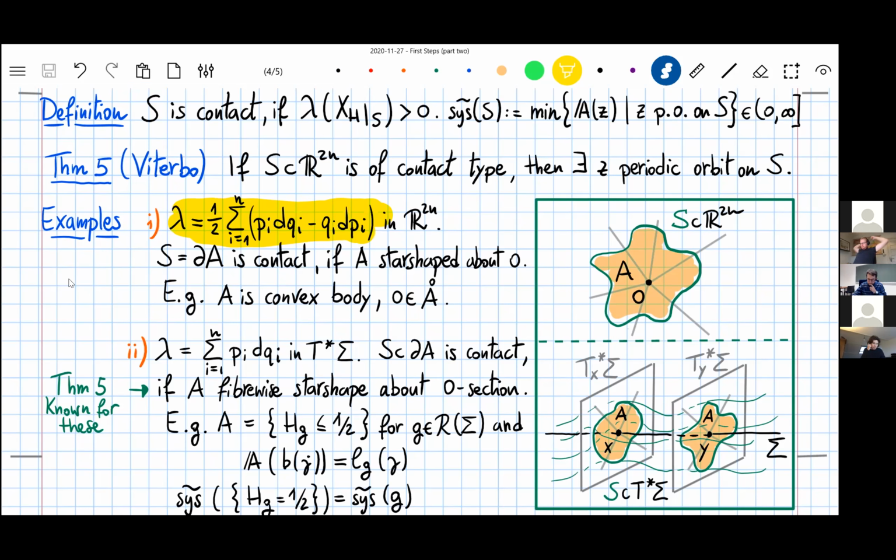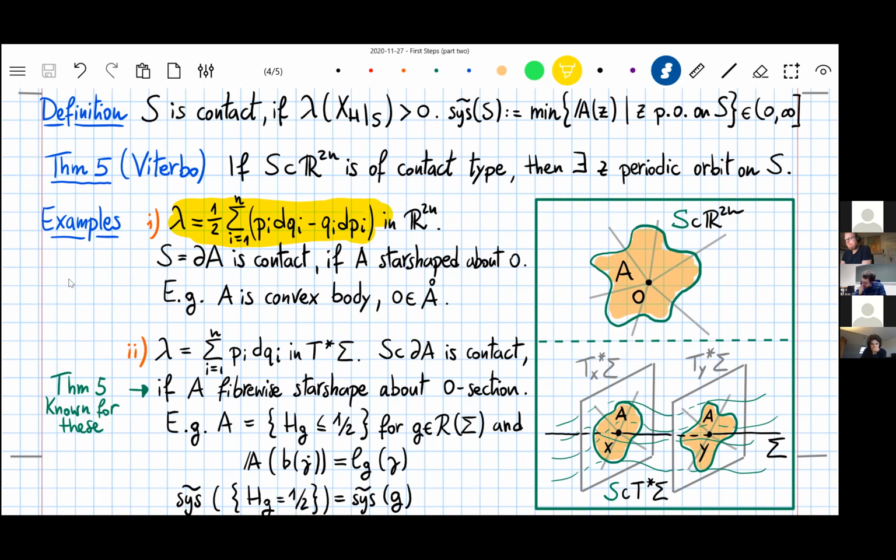Okay, and what is a star-shaped domain? I drew it here in this picture on the right. It means that if you take every ray from the origin, you will always hit the boundary of your surface S transversally. As a nice example, you have the case of convex bodies. If you have a convex body with 0 in the interior, then it is certainly star-shaped.